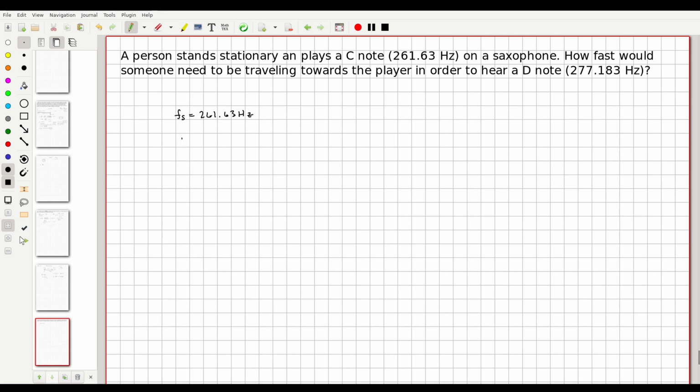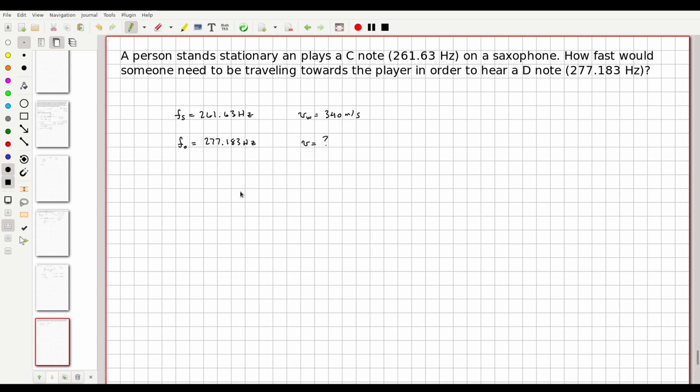Now, I want to know how quickly I would need to be moving towards the source to, instead of hearing a musical note of a C, hear a musical note of a D. A D has this particular frequency. Now, in air, at standard temperature and pressure, which we'll be talking about later on, the velocity of sound is 340 meters per second. What I would like to find is what my velocity needs to be in order to make this happen.